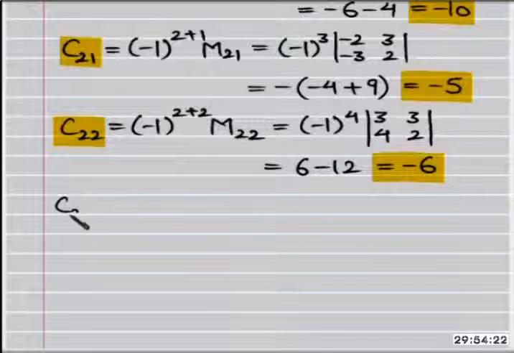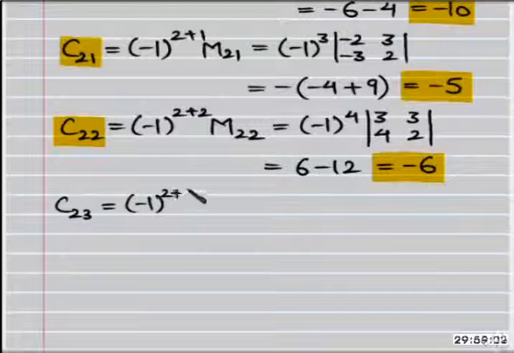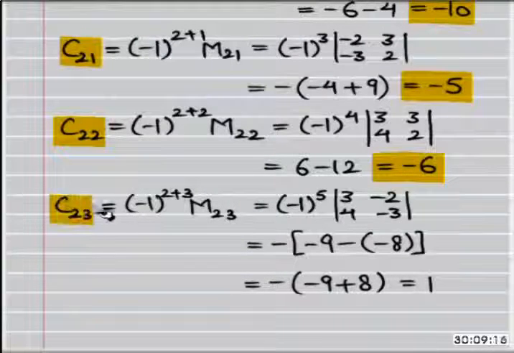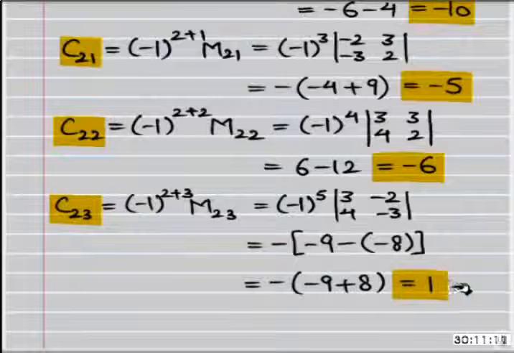Similarly, C23, which is equal to -1 raised to the power 2 plus 3 into M23, which is equal to 1. So C23 is equal to 1.